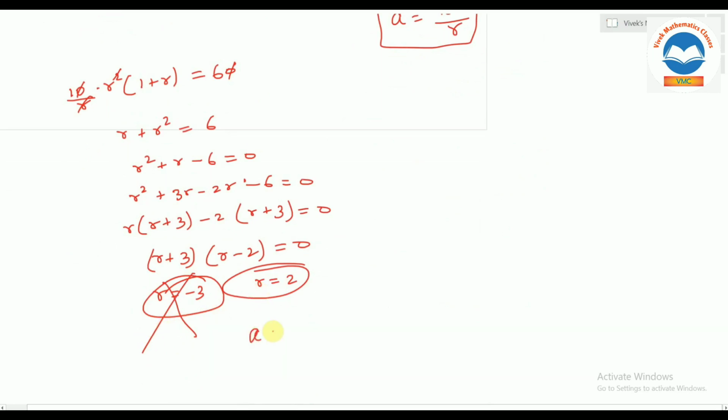So what will be R value? R value will be 2. So A value will be 10 by R, 10 by 2, it will be 5. So they are asking T7, the seventh term. T7 will be what? A R to the power 6.